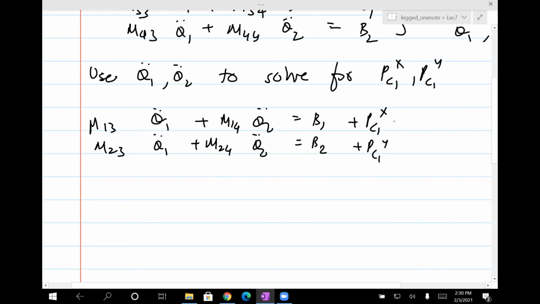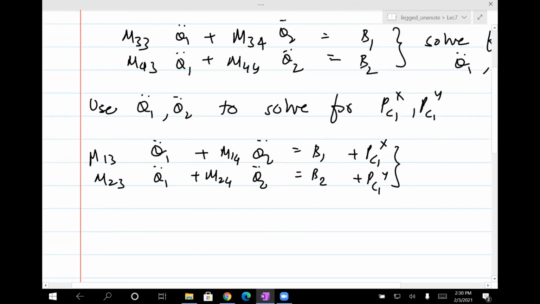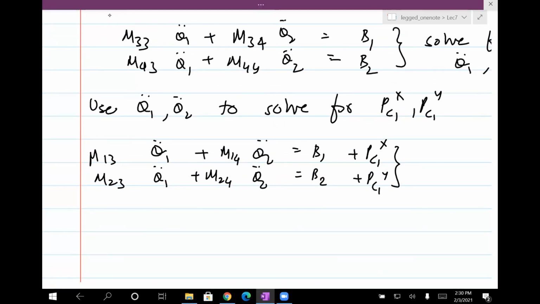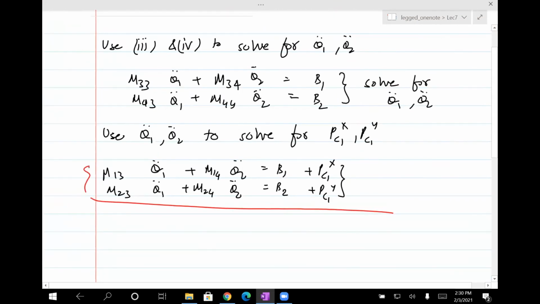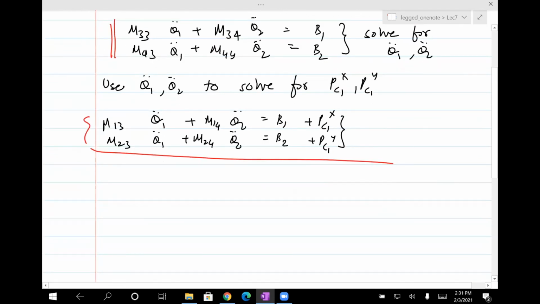Okay, so this is used to solve these two equations. And this is only if you need to find the reaction forces, because PC1x and PC1y are reaction forces. So that's just optional. I usually don't solve for these. I just use these two and I go from there. Okay, so that's basically the equations of motion for single stance.